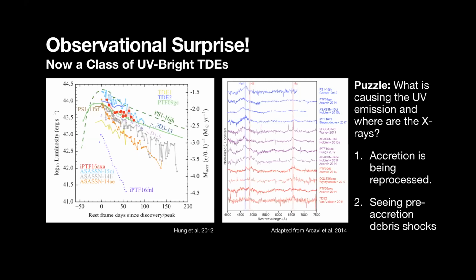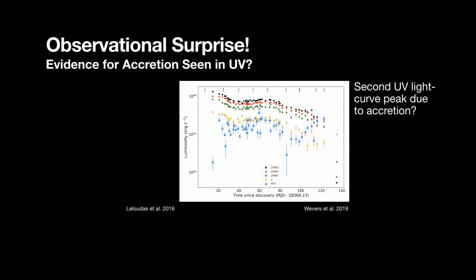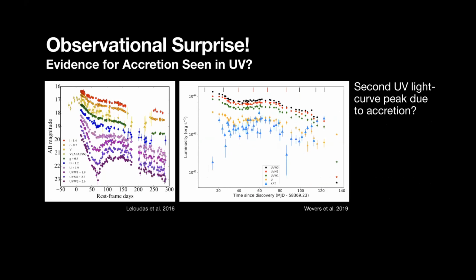So next slide, please, Nick. Okay, thanks. So there are a couple of events now that show these double peaks in the UV. You're seeing a light curve from the optical to the UV. On the left is ASASSN-15lh. I'll just say for the record, some people don't think it's a TDE, but they're wrong.